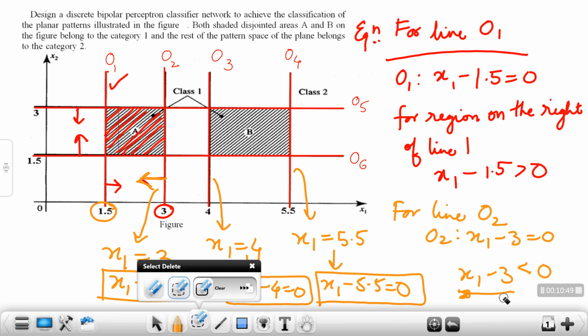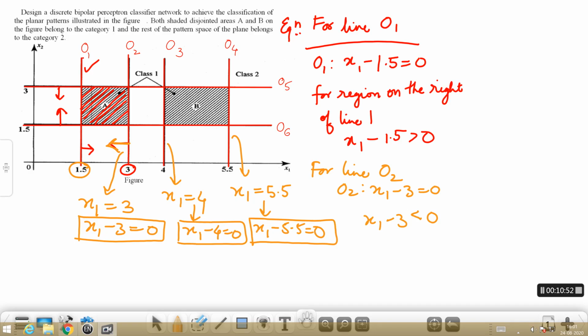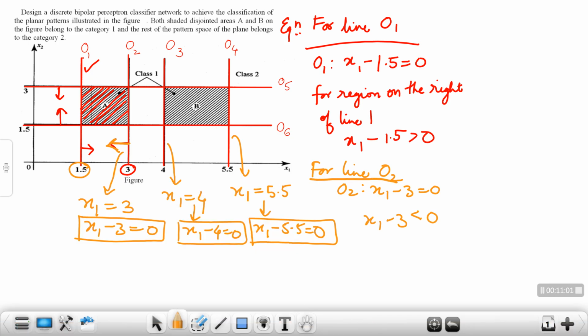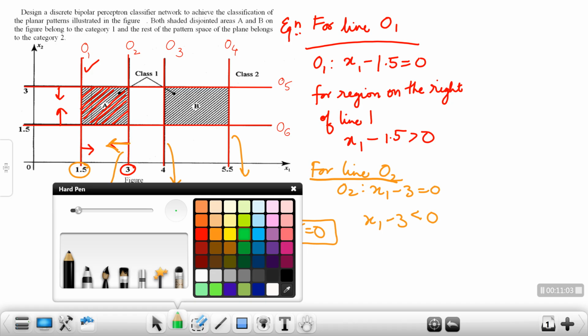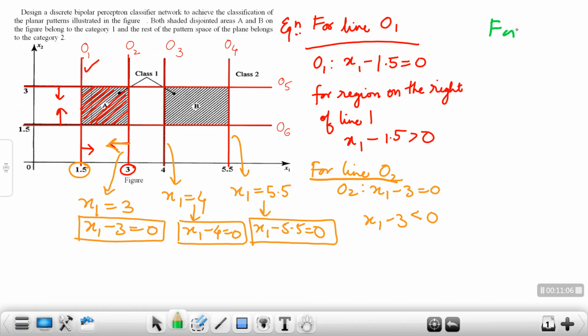Is that clear? Similarly, we can find the equations for the other lines also, that is lines O3 and O4. So we'll write for line O3, what should be the equation? The equation should be O3 is nothing but x1 minus 4 is equal to 0. But now I am interested in the region towards the right hand side. So because it is the right hand side region, I write x1 minus 4 is greater than 0.